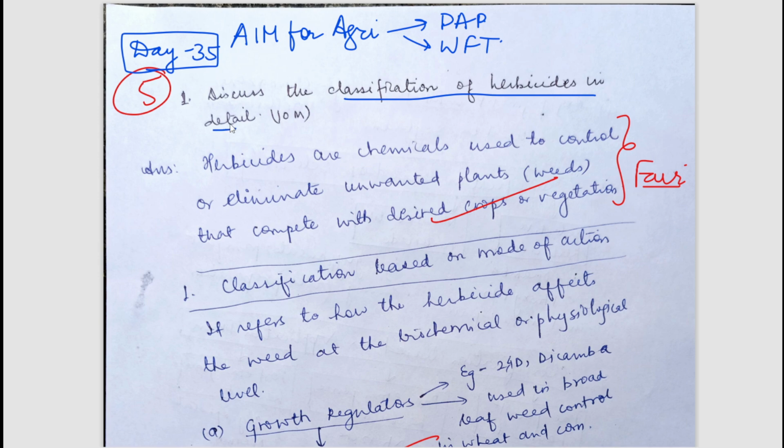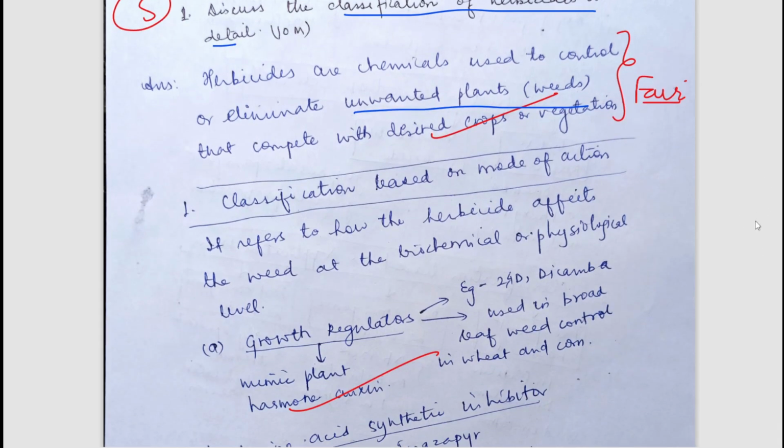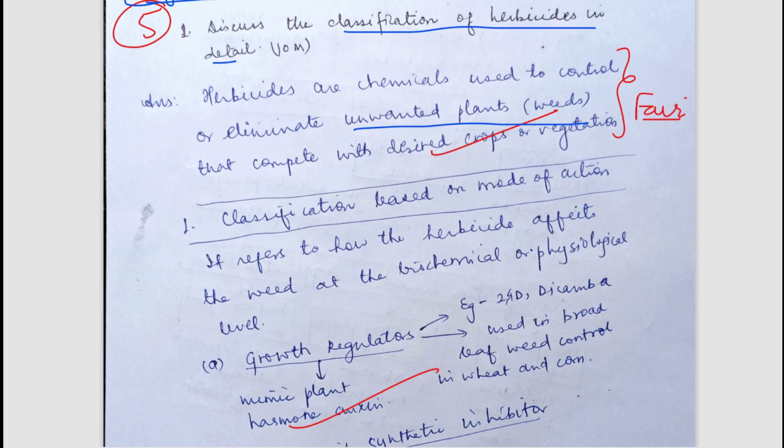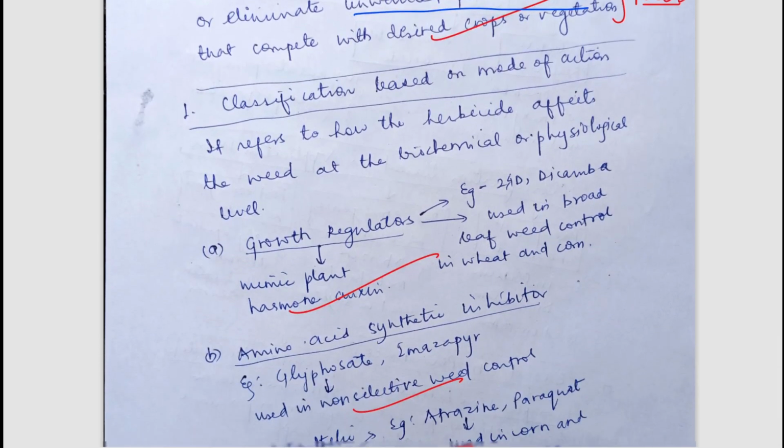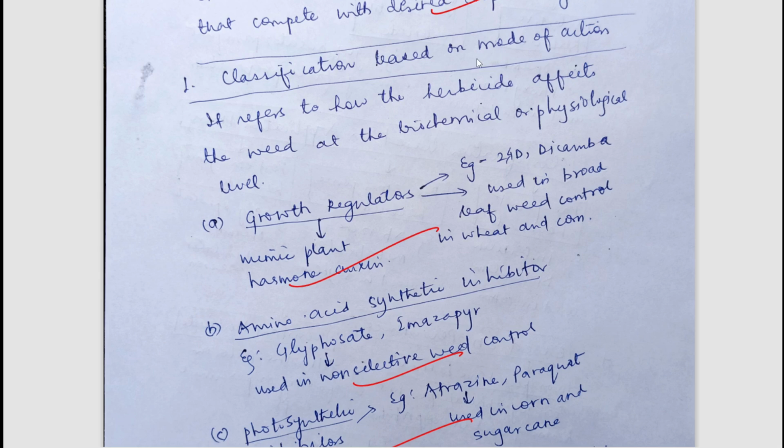We all know what herbicides or weedicides are: they are used to control or eliminate unwanted plants, that is weeds, which compete with our crops and reduce the yield of our crops. Now, let's see the classification. The first classification is based on mode of action. I will be just highlighting the important points.